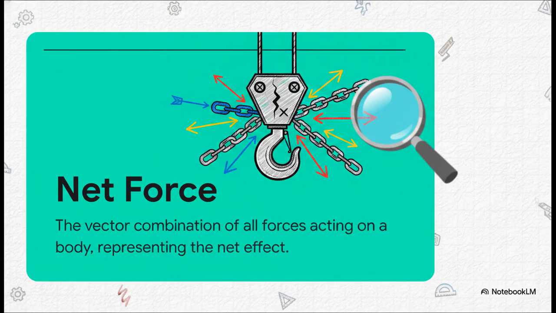And to prevent that kind of catastrophic failure, we have to calculate the net force. The net force isn't just lazily adding some numbers together. It's the complete geometric combination of all those independent chain pulls acting on a single particle, like the solid steel ring of that crane hook. It represents the ultimate net effect. Because if that combined net vector exceeds the material's yield limit, the hook snaps.